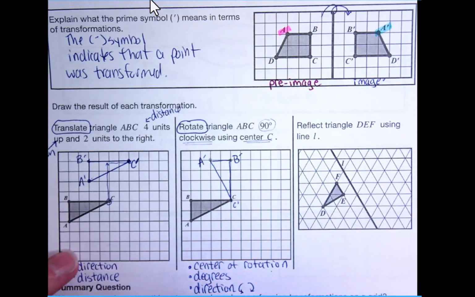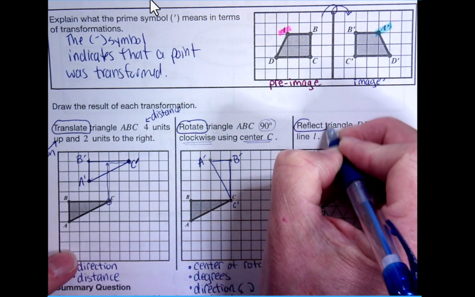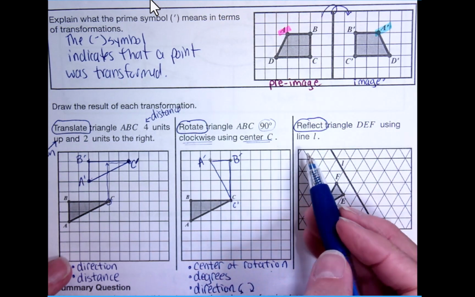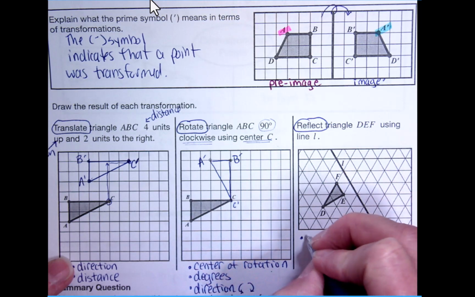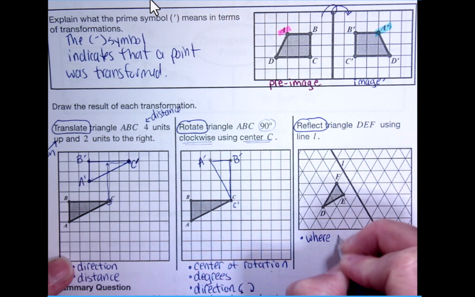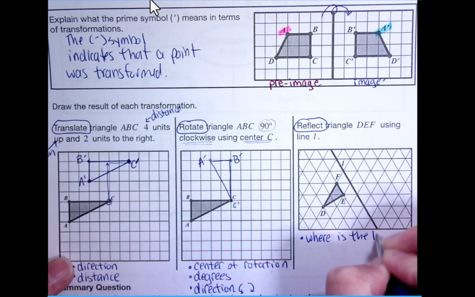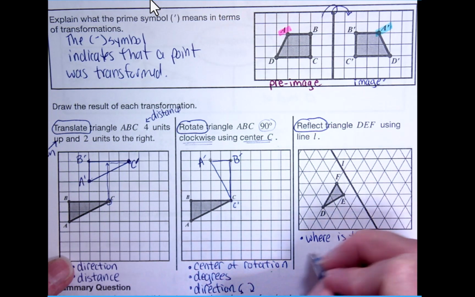And finally, let's look at reflections. We only need one thing for reflections. I have to know where the line of reflection is. Where is the line of reflection? You have to describe where it is.